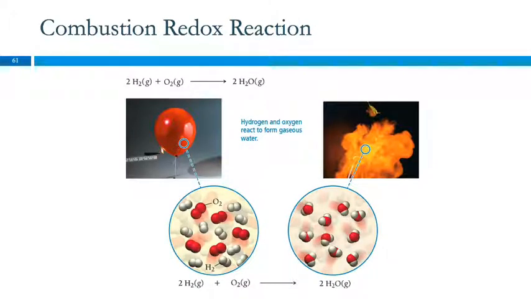Let's look at the combustion reaction. So hydrogen reacting with oxygen is also combustion, forming H2O. So in this balloon, we have a mixture of hydrogen gas and oxygen gas. And that'll just sit there very nice, red balloon. But if you put a little spark here, it will do this.